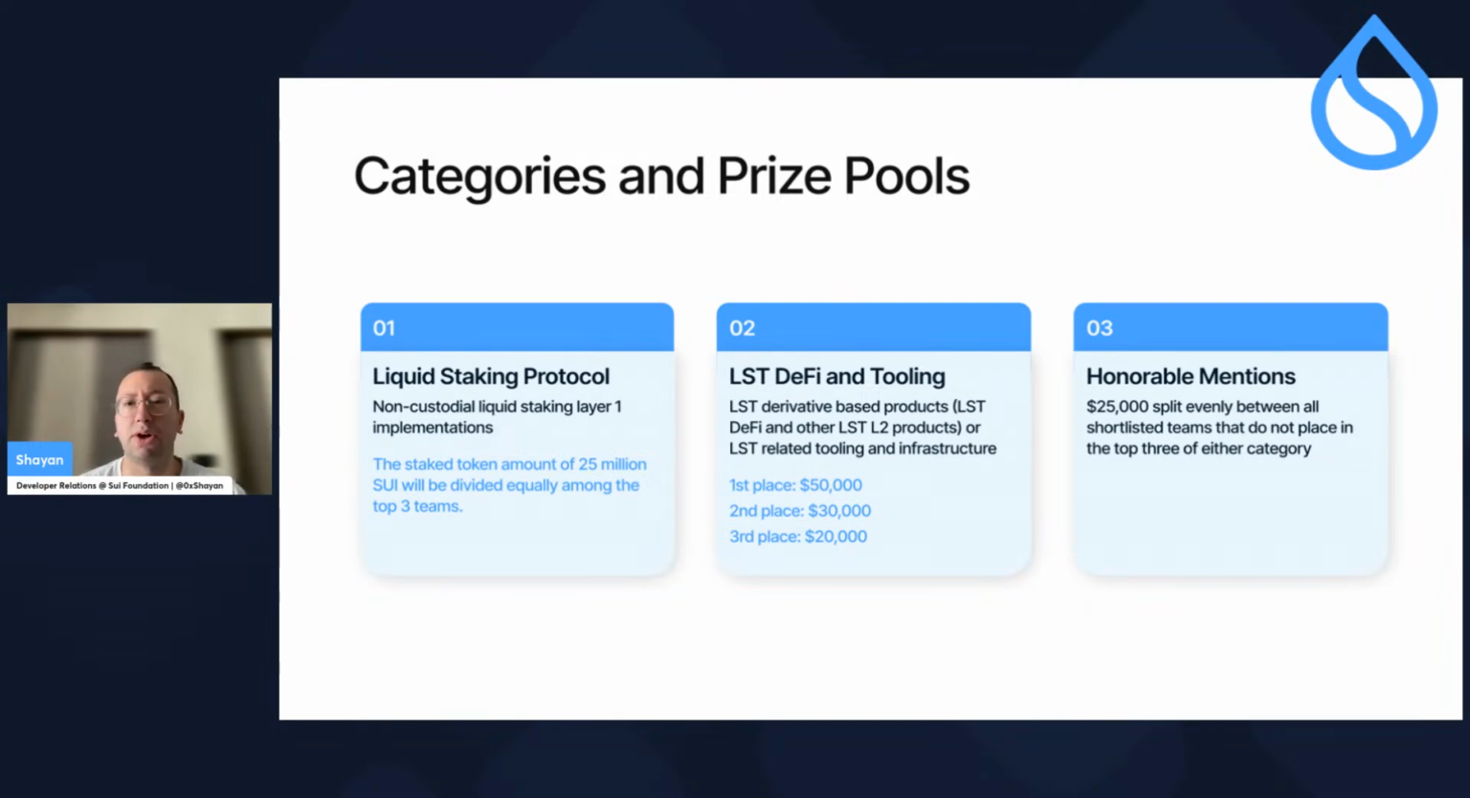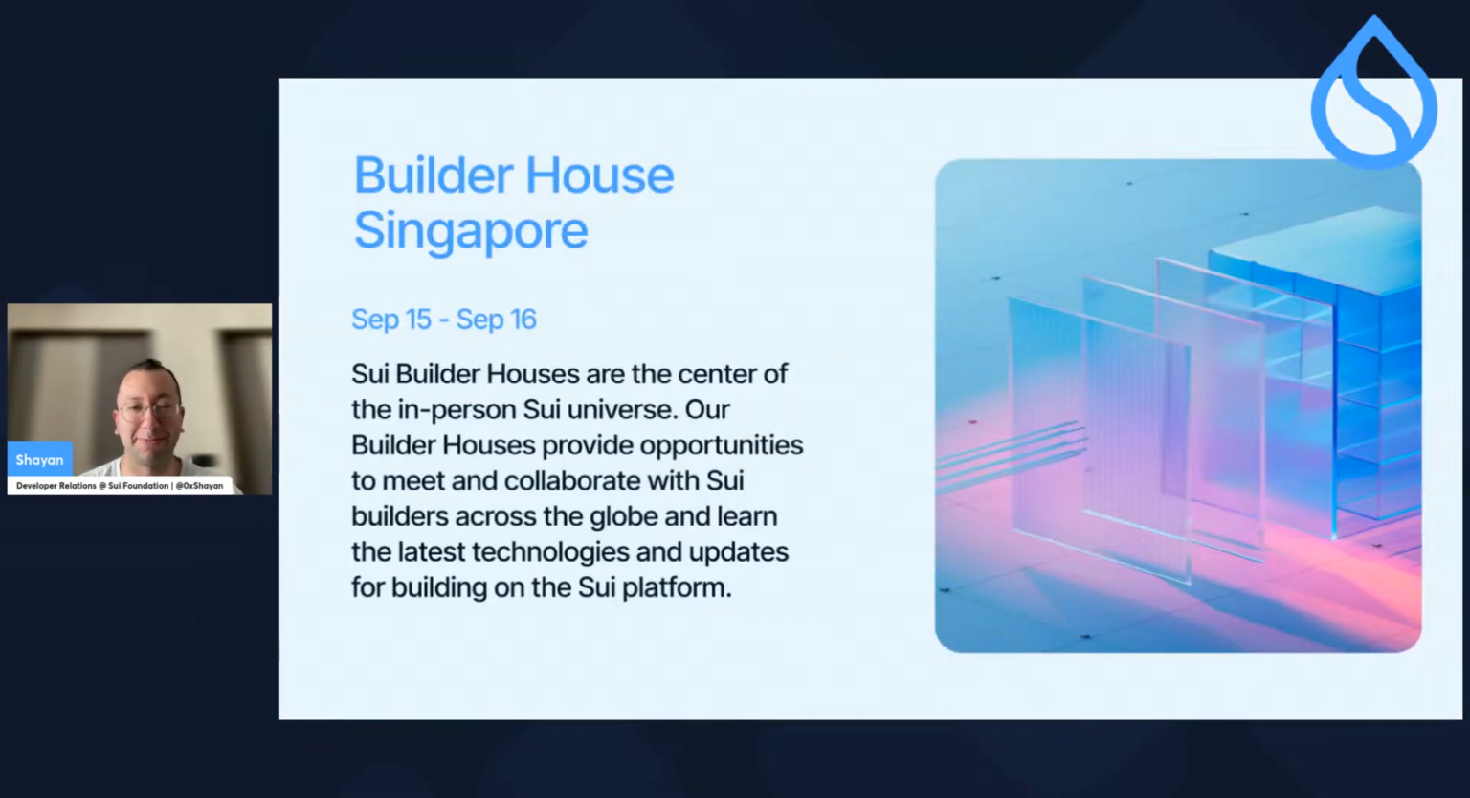And then the honorable mentions: $25,000 split evenly between all shortlisted teams that do not place in the top 3 of either category. So essentially, if you're shortlisted for this hackathon, you're at least guaranteed a portion of $25,000. So I hope that is incentivizing enough for you guys to participate.